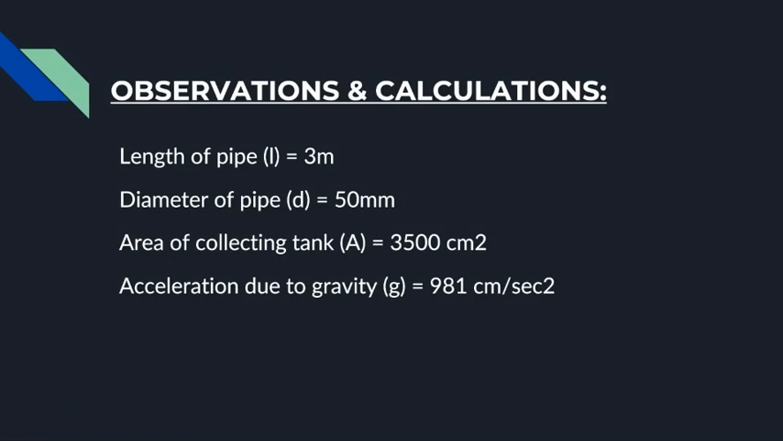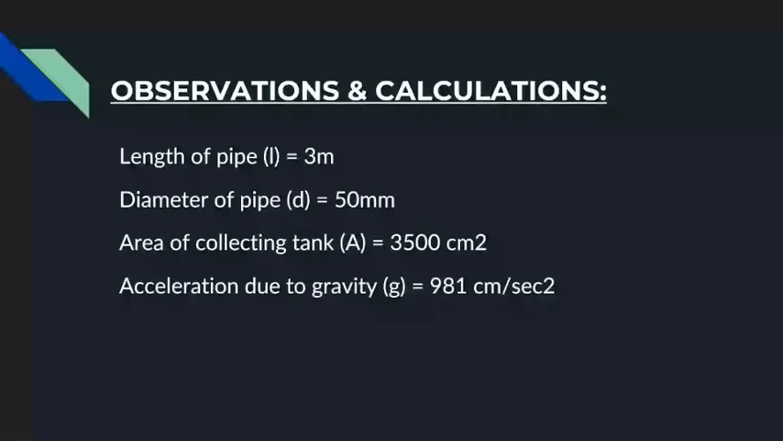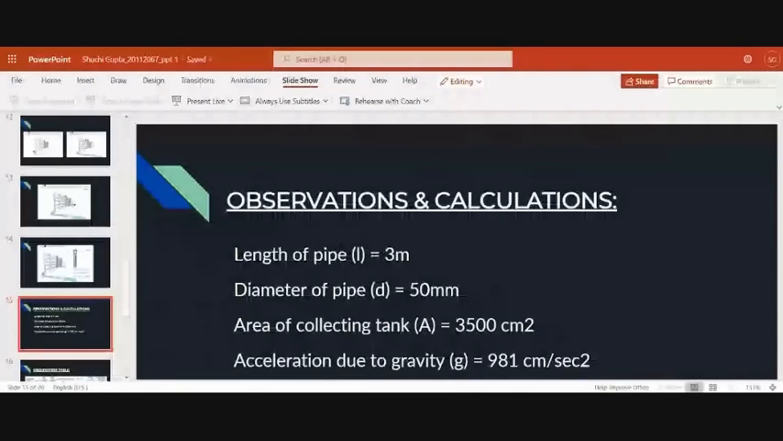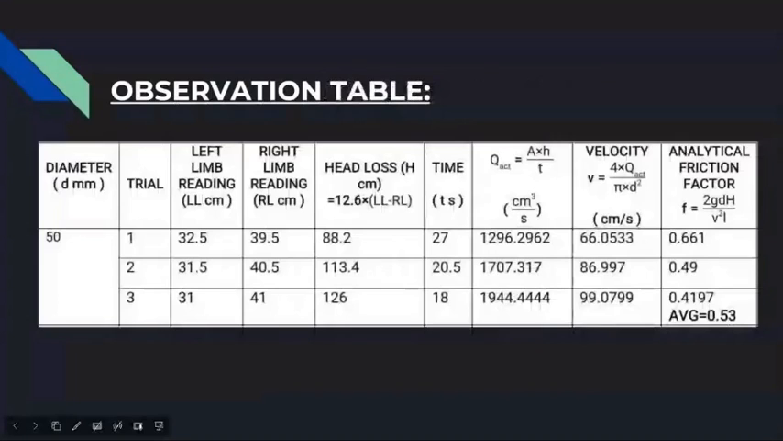So from the procedure, we have observations and calculations. When the diameter of the pipe is equal to 50 mm, the length of the pipe is 3 m, the area of the collecting tank is 3,500 cm², and acceleration due to gravity is 981 cm/s². For the diameter 50 mm, we have to perform three trials.